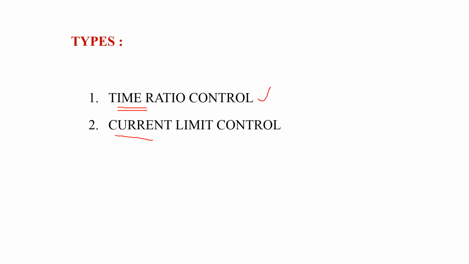Time ratio means duty cycle. It is the ratio of on time of the chopper to the total time of the chopper. The output voltage of chopper can be controlled by using this method by controlling the on time of the chopper as well as total time of the chopper. And the second method is current limit control. In this method, the output voltage is controlled by controlling the charging current as well as discharging current of the chopper.